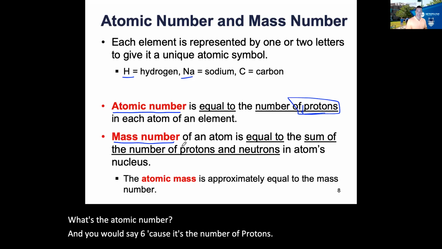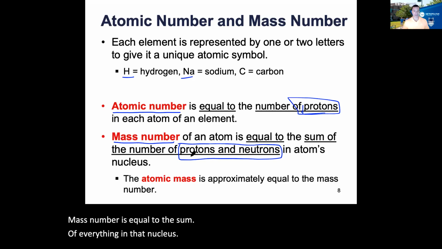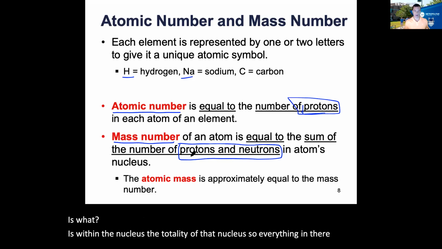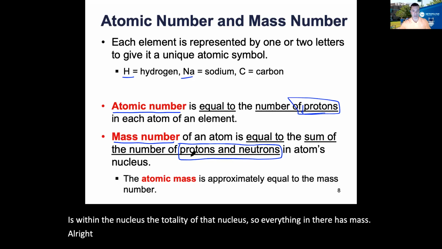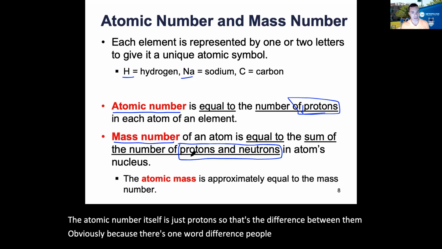Mass number is equal to the sum of everything in that nucleus, okay? So the mass is what is within the nucleus, the totality of that nucleus, okay? So everything in there has mass, all right? So mass is the entire number. The atomic number itself is just protons. So that's the difference between them. Obviously, because there's one word difference, people flip-flop this around on an exam, okay?